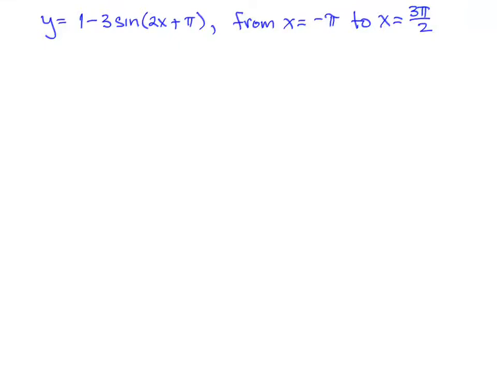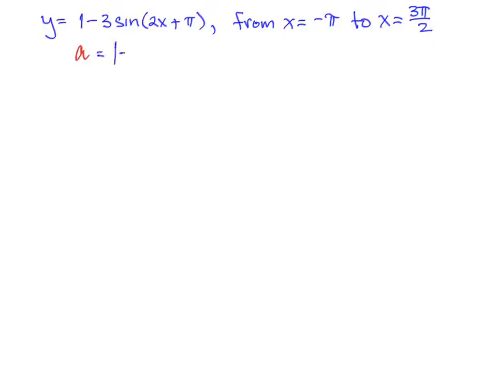Okay, here's video number 2, the second example, to help you with your written assignment number 10. So in this example, we're going to sketch the graph of y equals 1 minus 3 times sine of 2x plus pi from x equals negative pi to x equals positive 3 pi over 2. This may not be one cycle, but we're going to start by sketching one cycle. First we're going to gather all the information we need to sketch an accurate cycle and label everything appropriately.